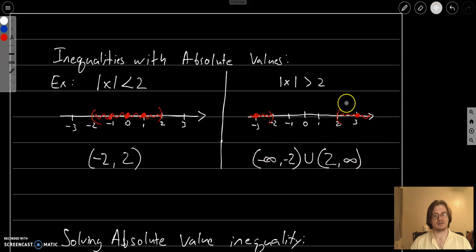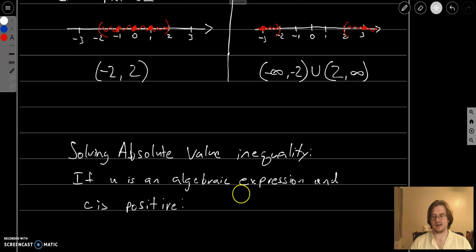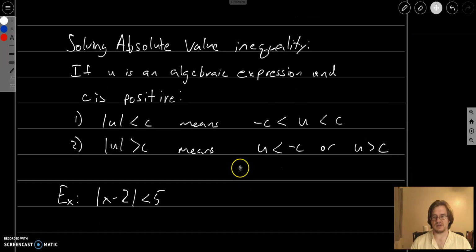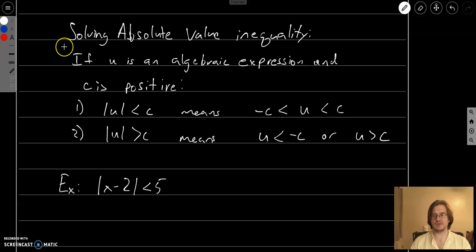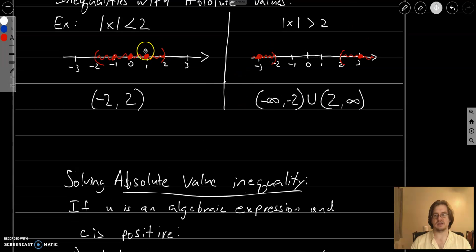So let's look at this and come up with a theorem here. When we're solving absolute value inequalities, we can apply the following. When c is a positive number, if the absolute value of u is less than c, u is going to have to live between c and negative c. It's the same thing that we saw up here. The absolute value of x is less than 2. x has to live between negative 2 and positive 2.